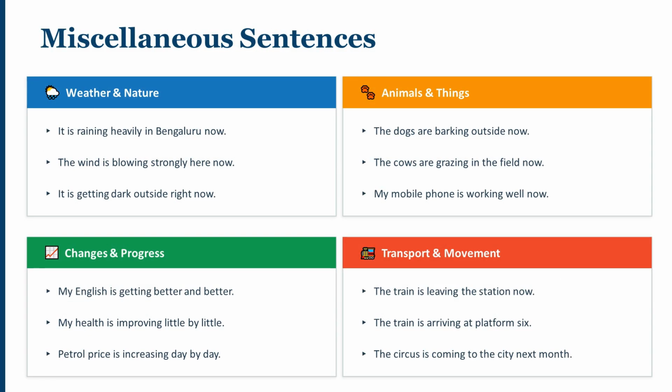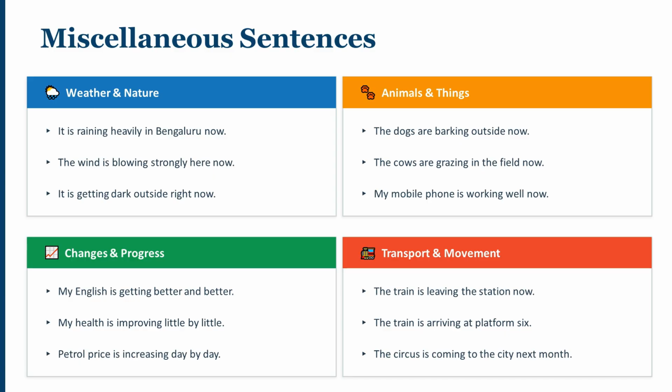Here are some miscellaneous sentences organized by category. For weather and nature, we can say, it is raining heavily in Bengaluru now. The wind is blowing strongly here now. It is getting dark outside right now. For changes and progress, we say, my English is getting better and better. My health is improving little by little. Petrol price is increasing day by day.